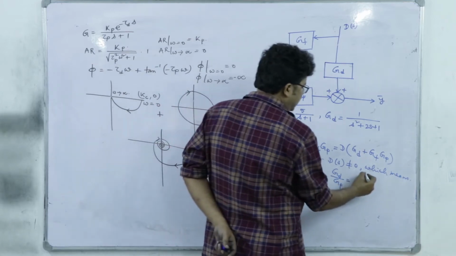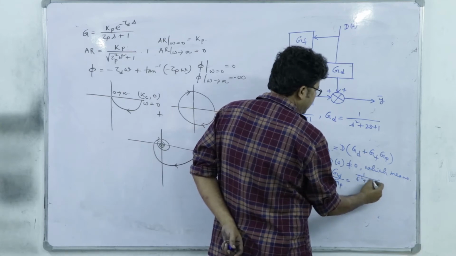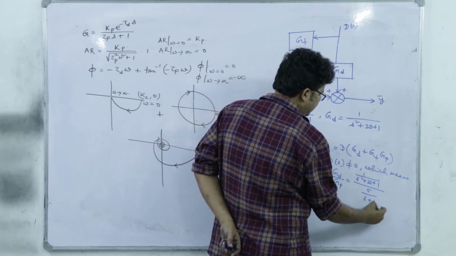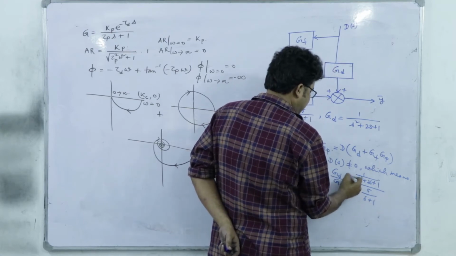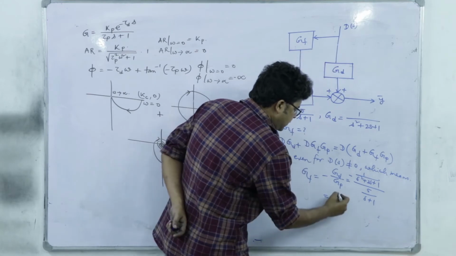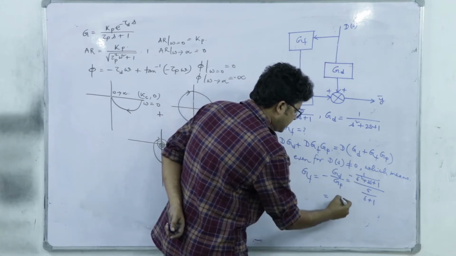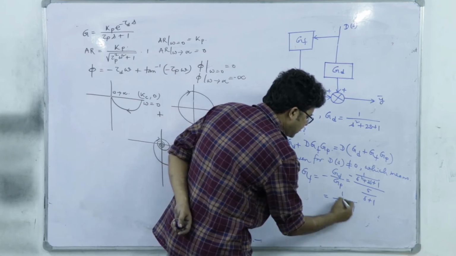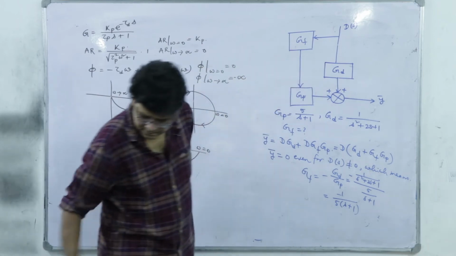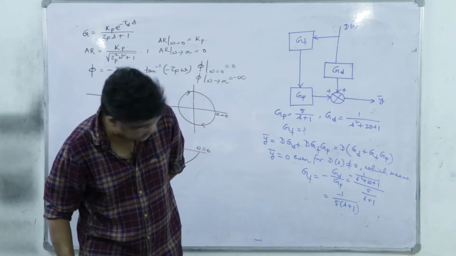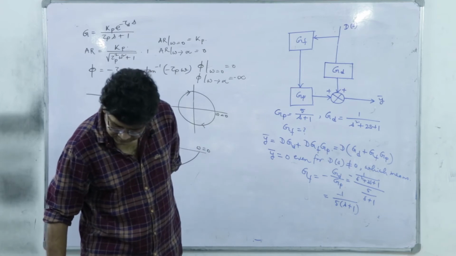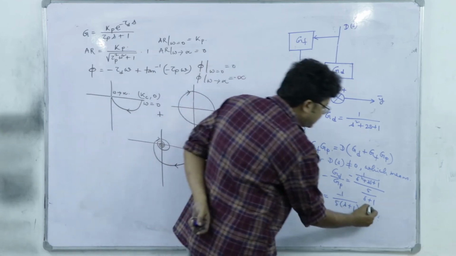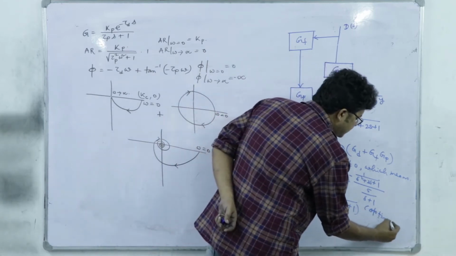Now, GD is 1 divided by S square plus 2S plus 1, total divided by 5 divided by S plus 1 with a minus sign. So, here it will be 1 divided by 5 into S plus 1 with a minus sign. So, it is option B, right, it is option B.